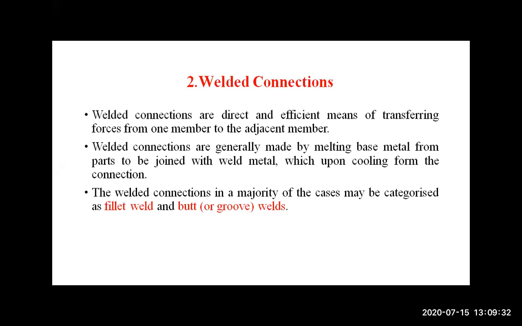So generally there are two types of welded connection. The first is the fillet weld and the second is the butt weld. We can call it a groove weld also. So here we can see in point number 3, welded connections in a majority of cases may be categorized into two types. The first type of welding is the fillet welding, and the second type is the butt, or we can say groove welding. So these are the two types of welded connection.